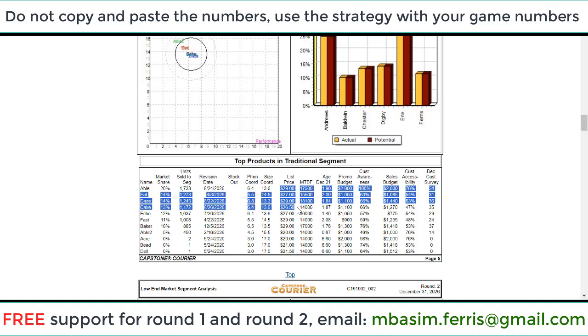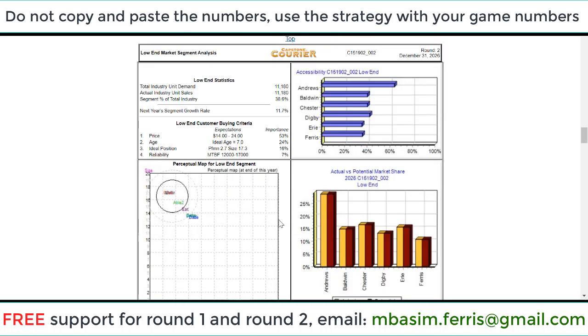So remember, it's not the price war. So don't try to get the lowest price. Get the best price or most optimal price that you can sell very well here and get a good profit margin, right? And the second segment here, low end, accounts for 38% of market share.